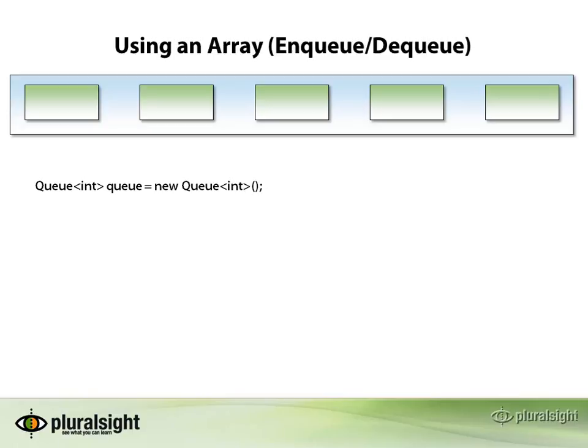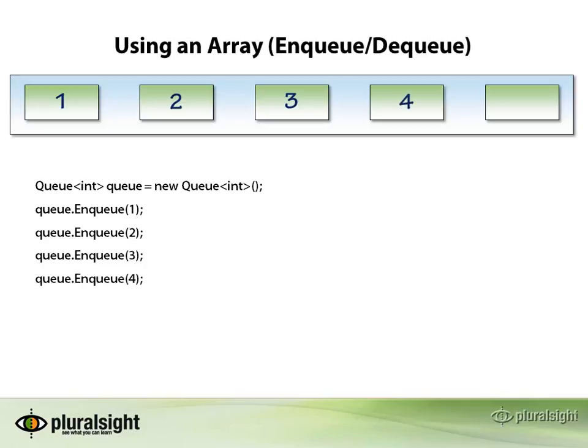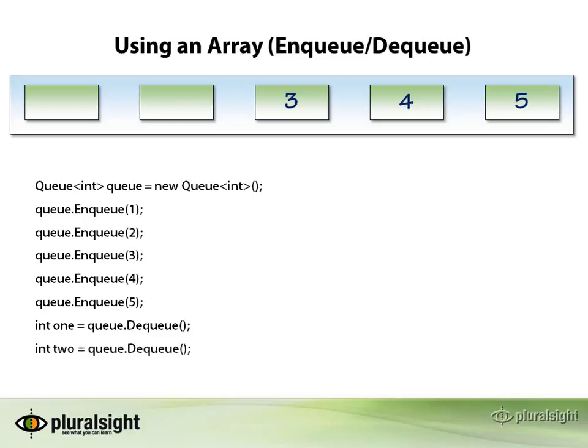Now as items are enqueued, they're added to the array from the front to the end. Now at this point, the queue has 5 items in it, and the array is full. So if dequeue were called, the first item would be removed. This has opened up a slot in the array. A second call to dequeue would free another slot.